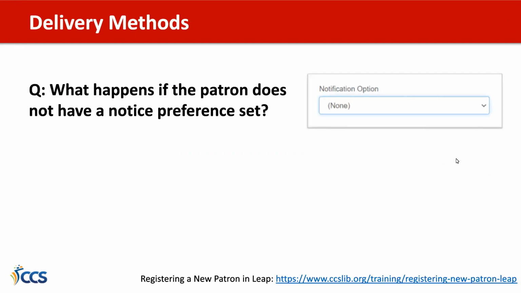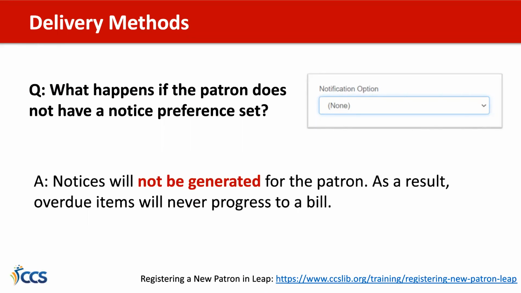So another question that can come up is what happens if the patron doesn't have a notice preference? If you see a patron in their registration field and the notification option is just none here, what does that mean? If a patron does not have a notice preference set, notices will not be generated. And as we said before, this is the issue when it comes to overdue and bill notices. If a patron does not receive notices, their items will never become billed.